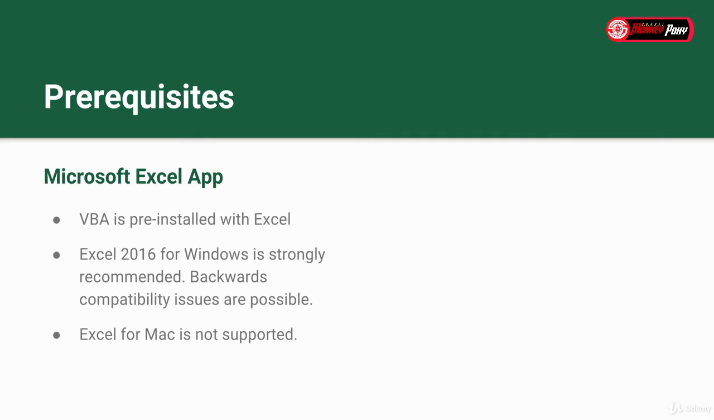For this course, I strongly recommend Excel 2016 for Windows. As of right now, at the end of 2017 and the beginning of 2018, when this course is being recorded, this is still the latest version of Excel. Backwards compatibility issues are always possible. This won't be an issue with different versions of Windows, but may be an issue with different versions of Excel.